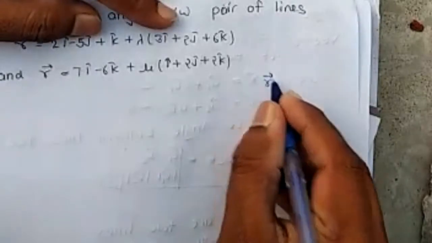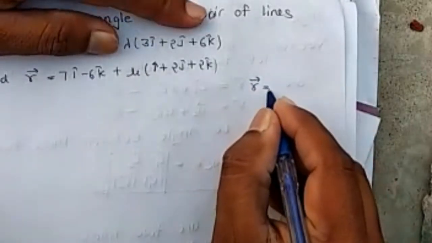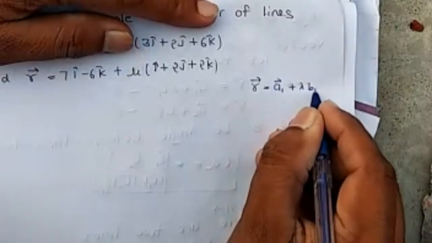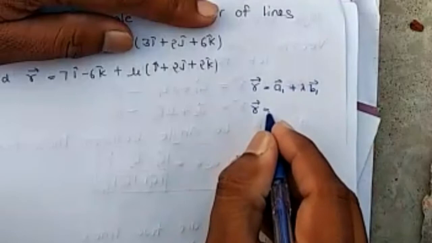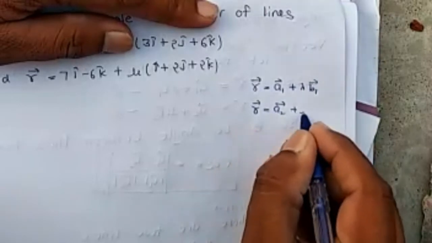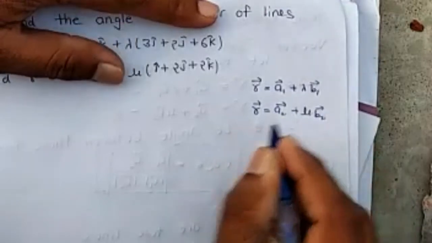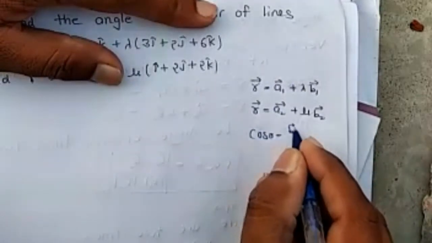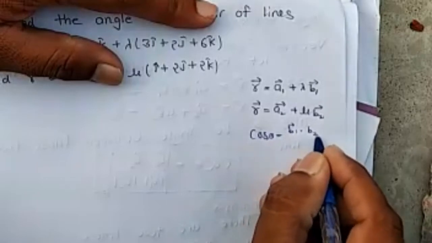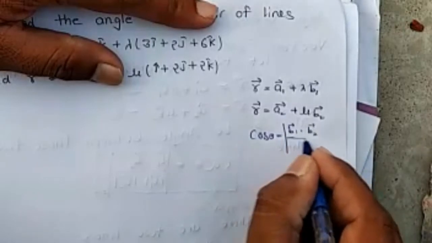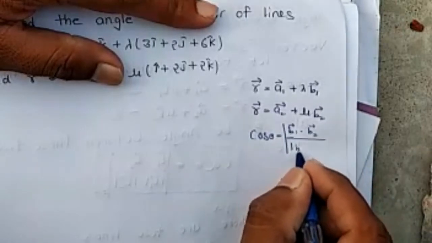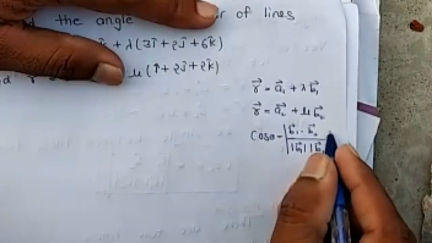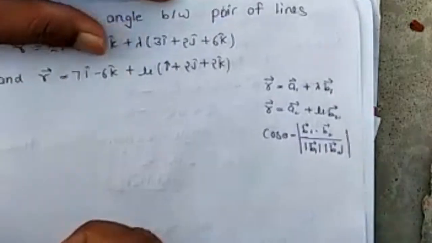We know that if there are two lines in the vector form a1 vector plus lambda b1 and a2 vector plus mu b2, then the angle, or the acute angle, between these two lines is given by b1 vector dot b2 vector upon mod b1 vector, magnitude of b1, magnitude of b2, mod close.